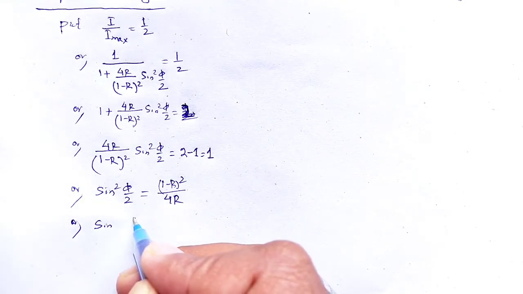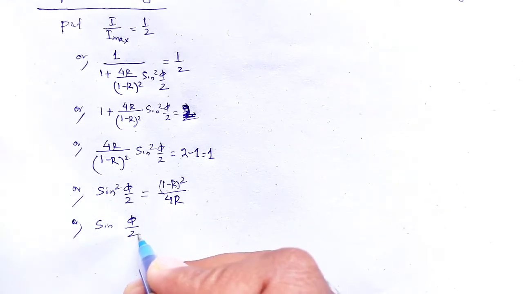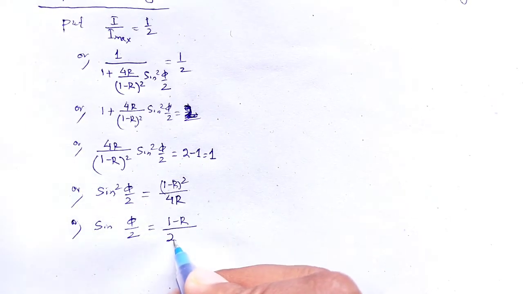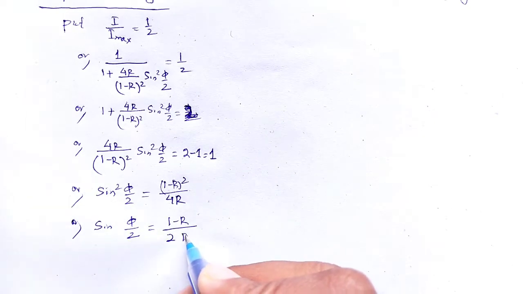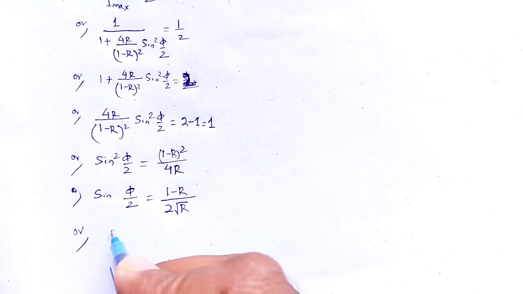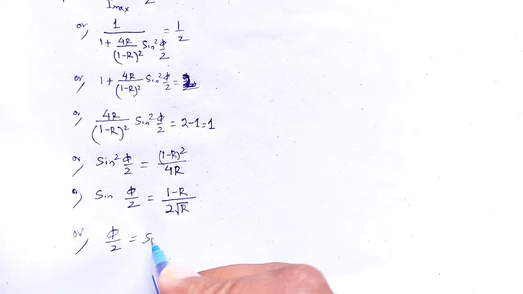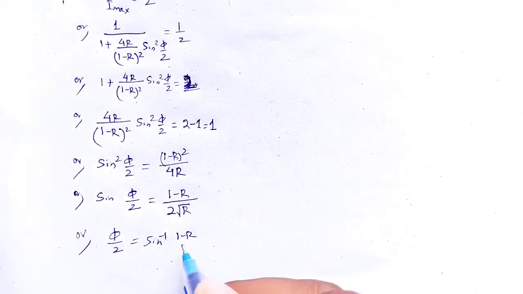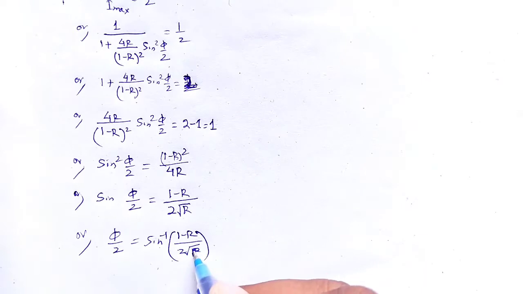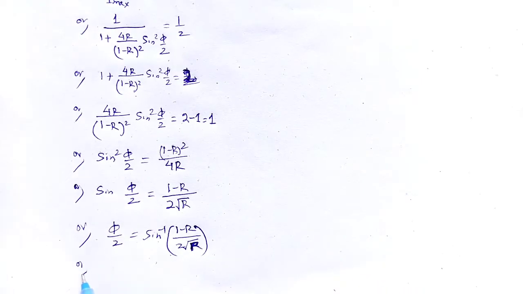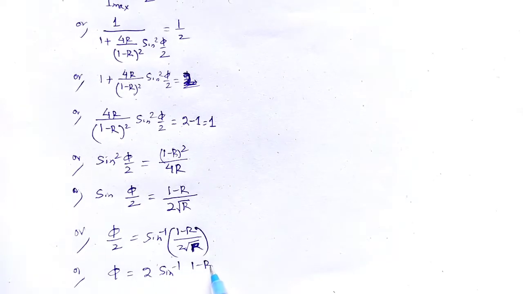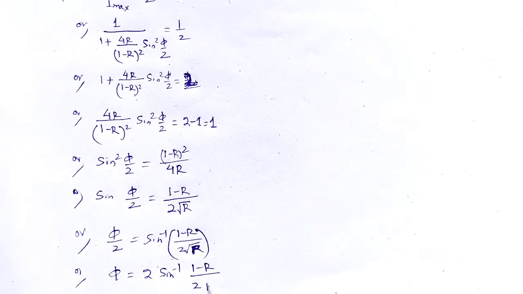Or sin of phi by 2 is equal to 1 minus r divided by its under root, that is 2 root r, or phi by 2 is sin inverse of 1 minus r divided by 2 under root r, or phi is equal to 2 times sin inverse of 1 minus r divided by 2 under root r.